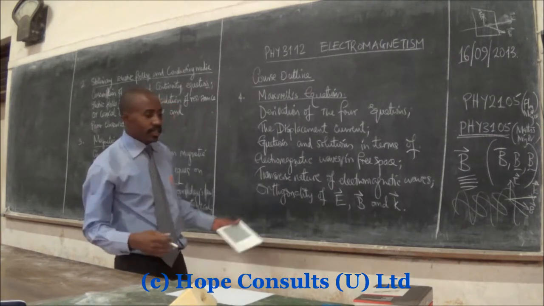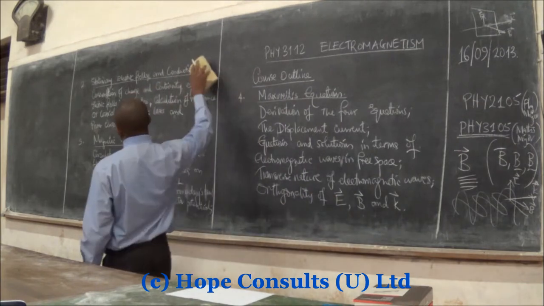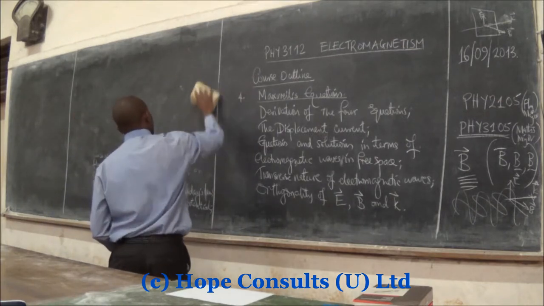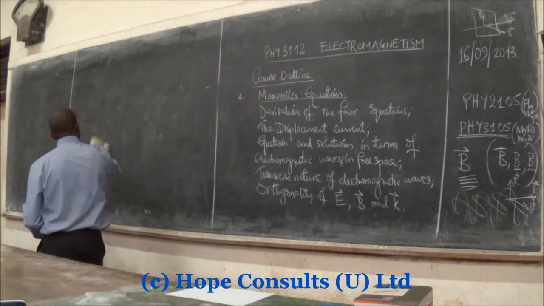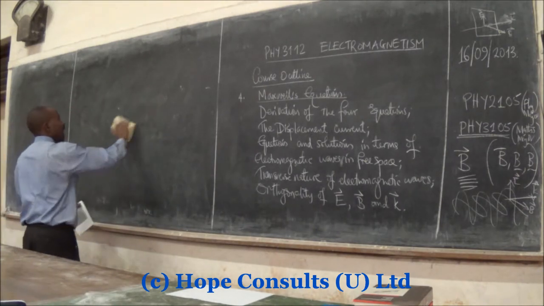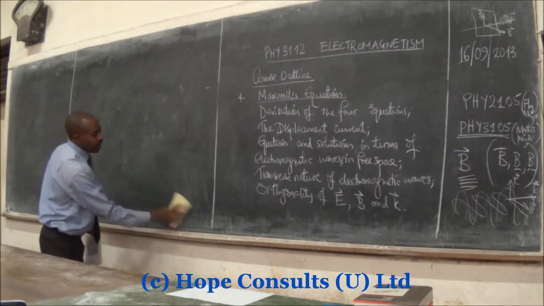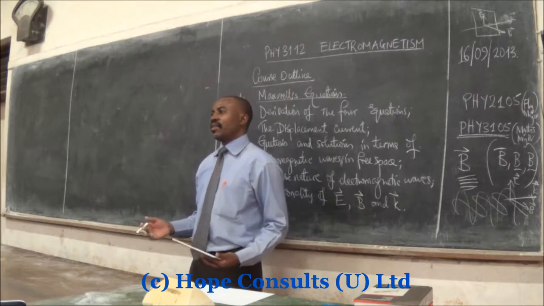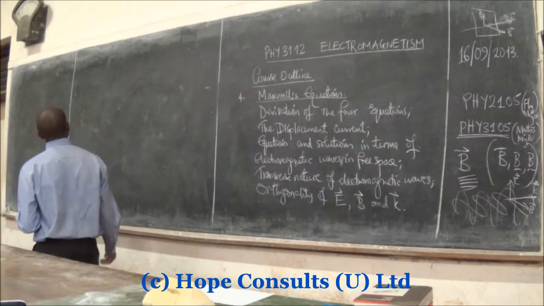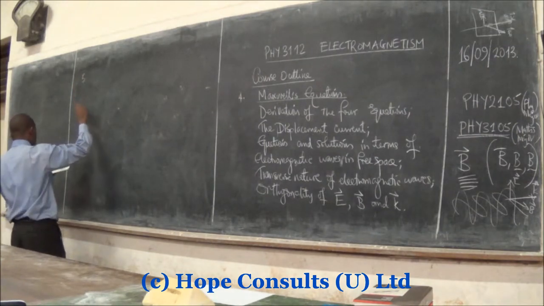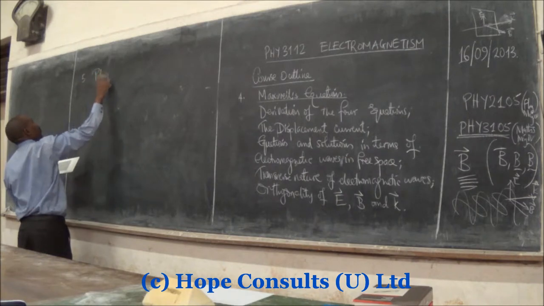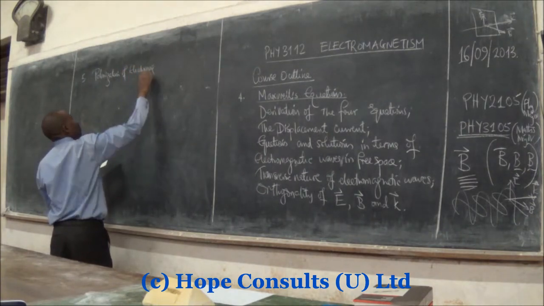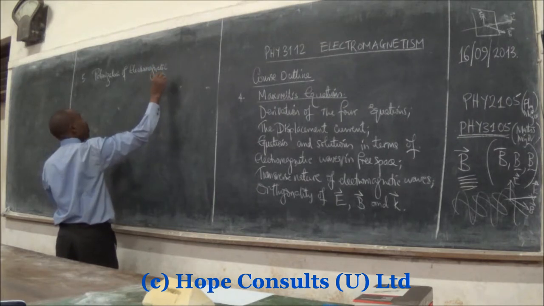Of course, whenever there is an electromagnetic wave, it is taken to be a form of light. Light is a form of an electromagnetic wave, and this light can be made to move in a given direction, in a given plane. And if you do that, then we say that you have polarized it. I guess in your optics, you learn something of the sort. And that gives us a chance to look at five, that is polarization of electromagnetic waves.